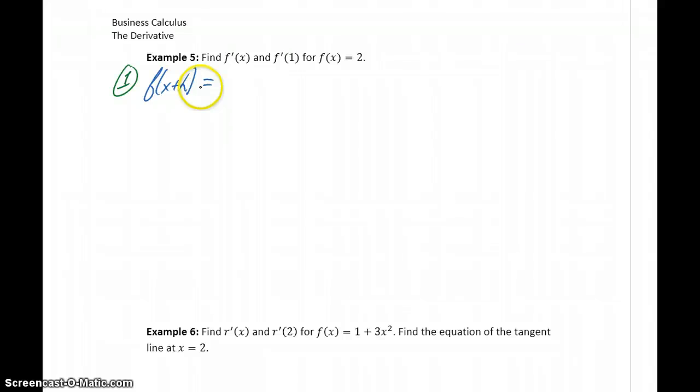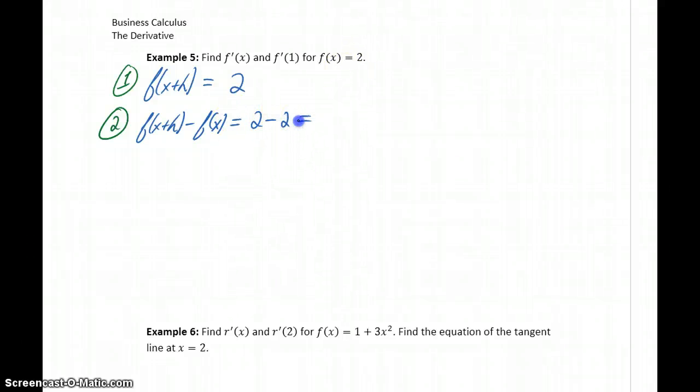That means anywhere we have an x in our function, we'll plug in this expression x plus h. Our function in this case is 2, so there is no variable to substitute anything for. So f of x plus h is still just 2. Step 2, we want to find f of x plus h minus f of x. So f of x plus h is 2, minus f of x is also 2, which gives us a value of 0.